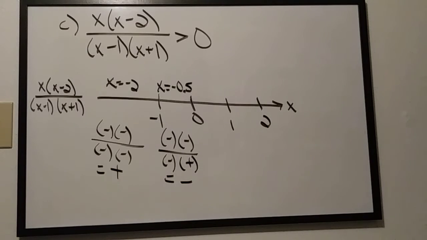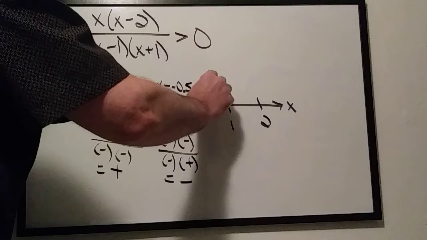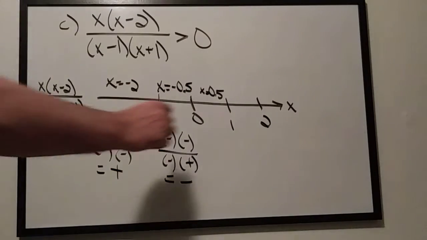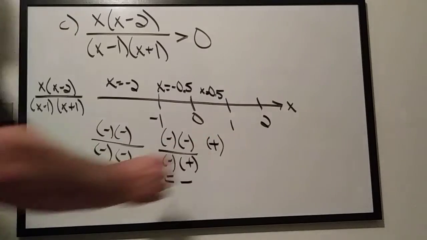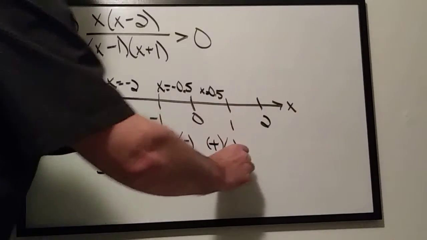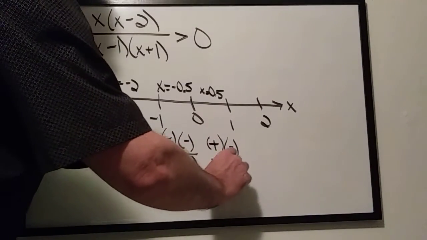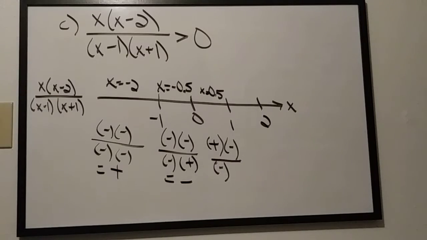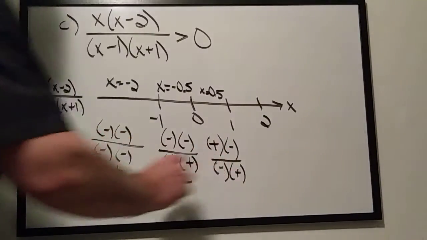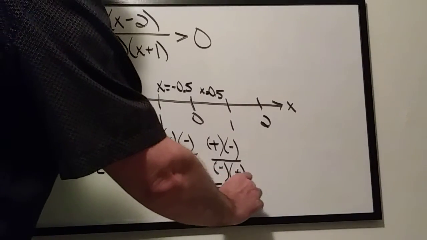Between 0 and 1, once again, I'm going to have to go decimal. So let's choose an x value of 0.5 there. With 0.5, the x is going to be positive. 1/2 minus 2, that's going to be negative. 1/2 minus 1, going to be negative. And 1/2 plus 1, that's going to be positive. This time I have an even number of negatives, which means my answer is going to be positive.